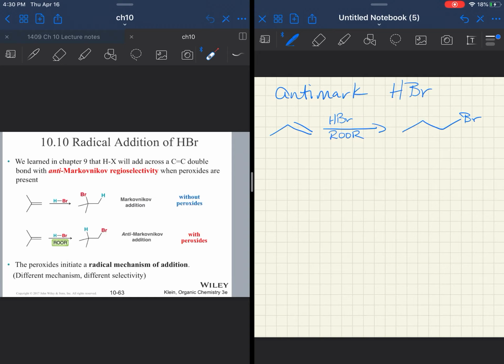So hello, this is the radical mechanism chapter. So there are going to be two mechanisms you're responsible for in this chapter. You're going to be responsible for the mechanism of the free radical halogenation of an alkane and of the anti-Markovnikov addition of HBr.